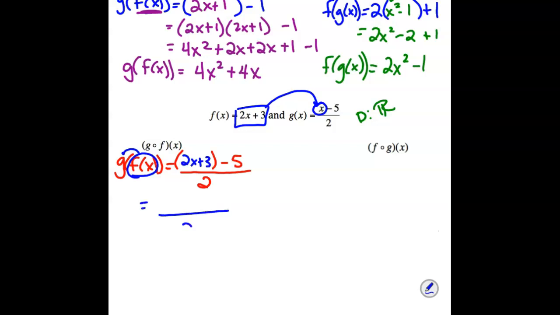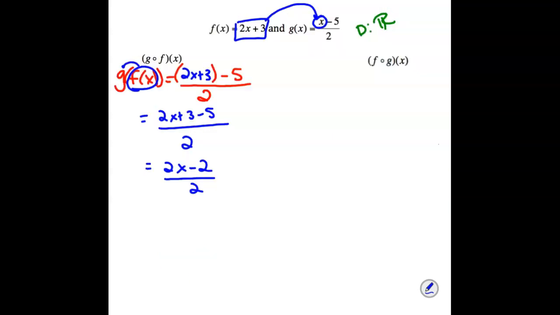The numerator here, we end up with 2x plus 3 minus 5. So we have 2x minus 2. And then I could simplify this and divide a 2 out of everything. So I get g of f of x equals just x minus 1. 2x divided by 2 is 1x, and negative 2 divided by 2 is negative 1.